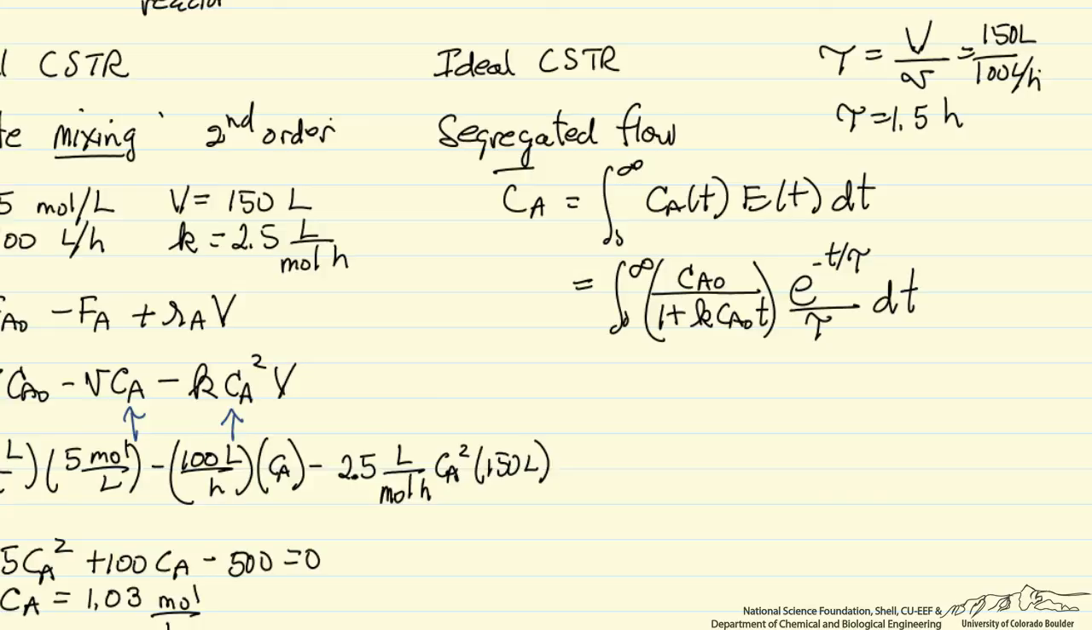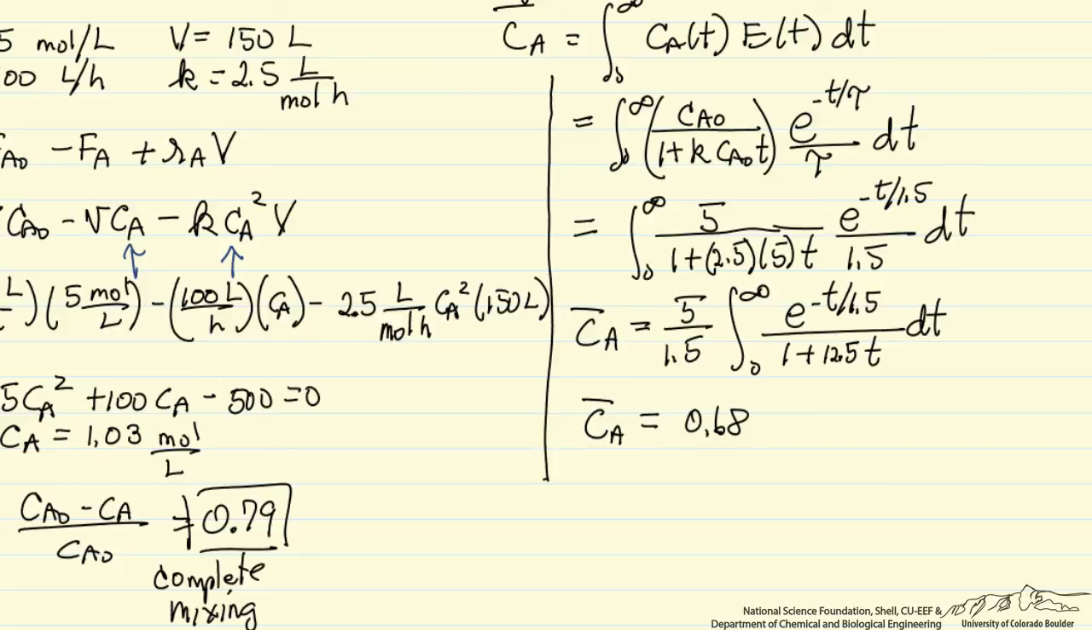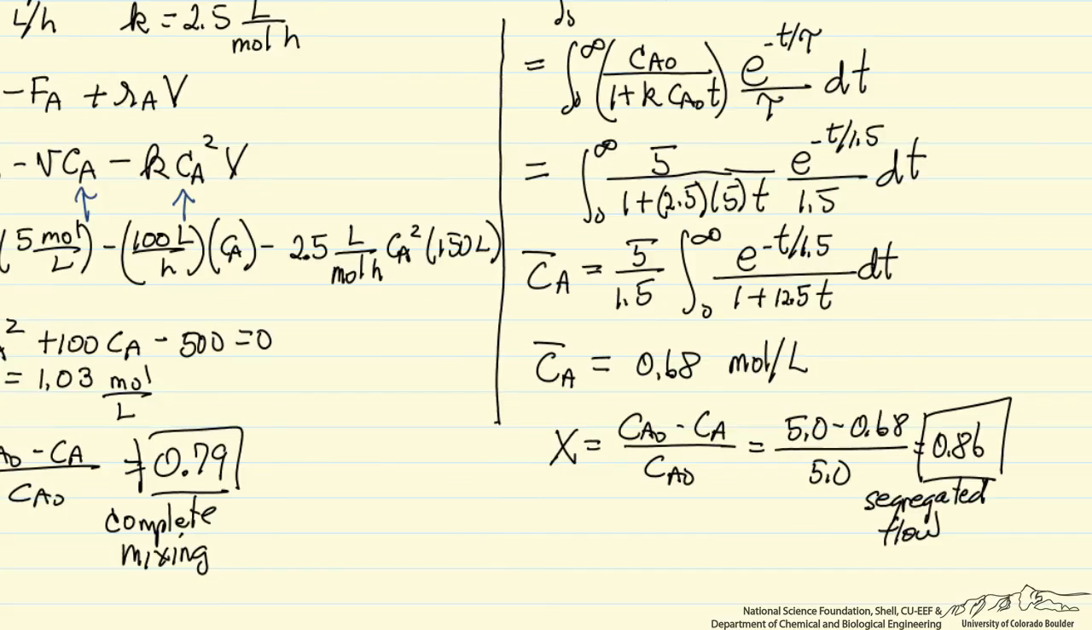So we can substitute the numbers into this integral. I've substituted in the numbers without the units just so this won't look too confusing, but you should certainly double check the units are correct. Then if I do this integration numerically, I end up with a concentration of 0.68 moles per liter to two significant figures, and then I can calculate conversion in the same way. When I do the calculation of conversion, I get 86% conversion compared to 79%. So the conversion for segregated flow is greater than for complete mixing.